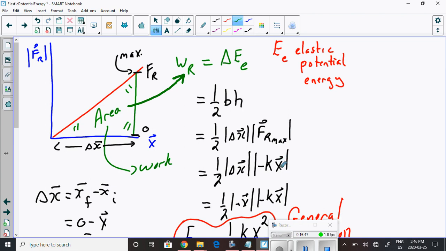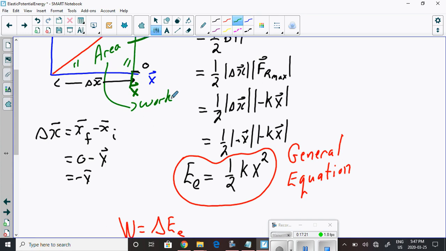Okay, so this spot right here, we're going to label it as x. So from here to here is delta x, and this is maximum displacement x. So what I'm telling you is at maximum displacement, the restoring force is equal to negative kx. And it's in a magnitude sign right here, just like the displacement was in a magnitude sign.